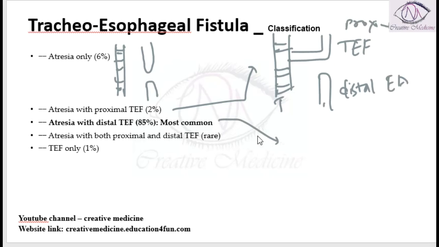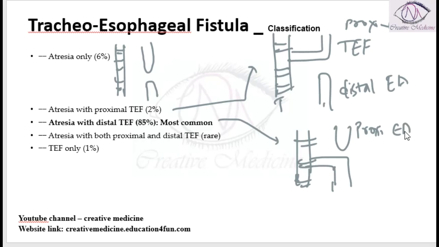Then the second type, atresia with distal tracheoesophageal fistula. So this is the trachea, here there is atresia and there is a distal tracheoesophageal fistula seen. So there is proximal esophageal atresia with distal tracheoesophageal fistula seen.